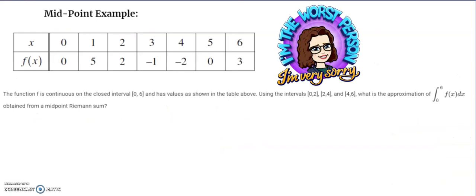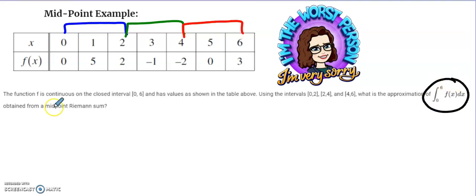All right, this one we're going to use a midpoint rule. It says we have our function as continuous, use these intervals. So 0 to 2, 2 to 4, and 4 to 6. So we're going to have 3 rectangles to estimate 0 to 6 using a midpoint. So here, I want you to think about using the middle heights of each one. Pause your video and see if you can write out the answer for this.